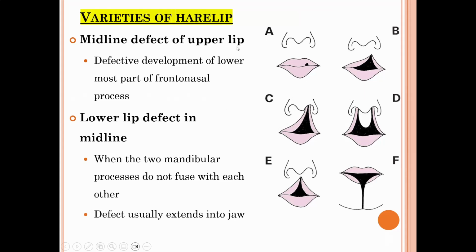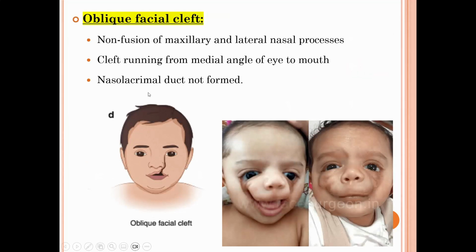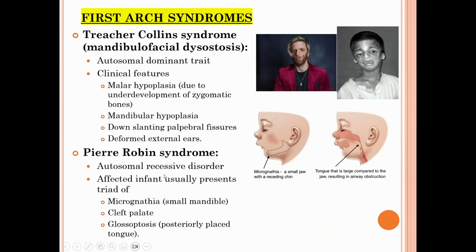There can be a midline defect of the upper lip. There can be a lower lip defect, but that is not related to the palate. You can also see an oblique facial cleft. That is more a deformity of the lip, but it can involve the palate also.